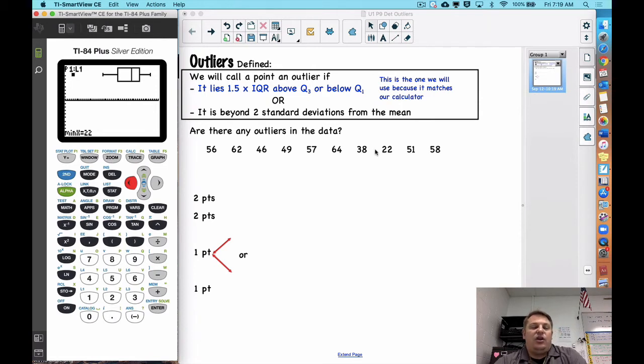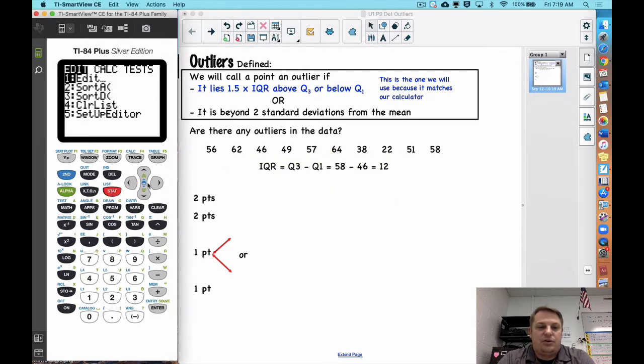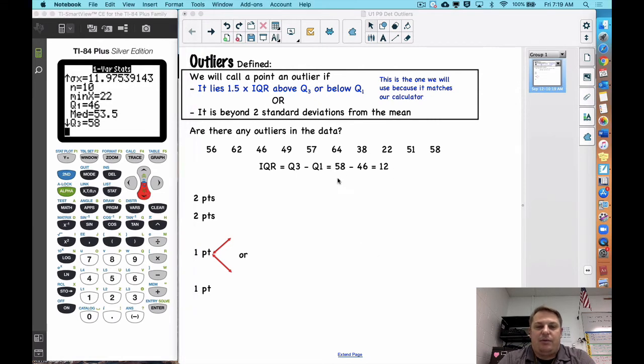Now, you're not going to just have to answer yes there are or no there aren't; most of the time you're also going to have to provide numerical justification. So in order to do that, the first thing we need to do is find IQR, which you can do by using trace. Q3 is 58, Q1 is 46. So to get IQR, we need to do Q3 minus Q1, which would be 12. Now you also could do stat calc, one var stats, calculate it, and scroll down. That's perfectly fine too. But we need the IQR first, and then we multiply by 1.5.